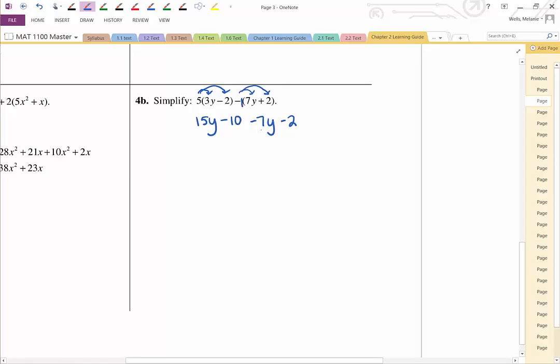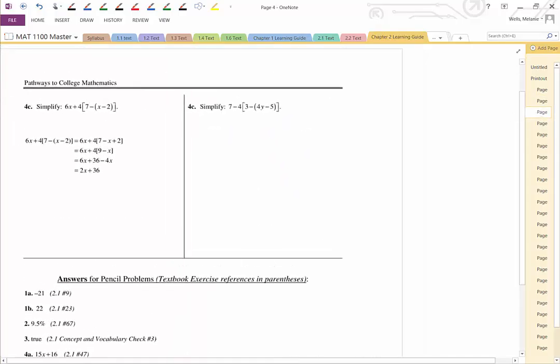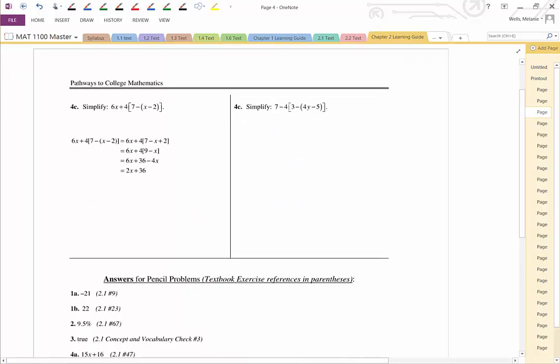There are a couple of properties, our commutative property and associative property, that allow me to rearrange these. So if I wanted to group them in order, I could rearrange this to be 15y minus 7y minus 10 minus 2, and then we could add the like terms together. 15y minus 7y is 8y, and -10 minus 2 would be a -12.